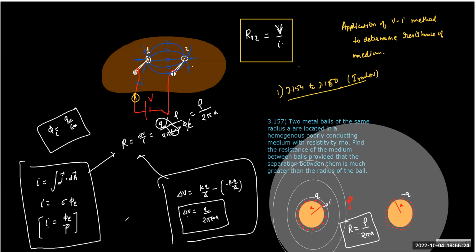Let's solve question number 3.163. All are very simple questions. I'll solve a few of them. The process remains the same. Sir, which question? Let me tell you. Next we are going to solve 3.163.